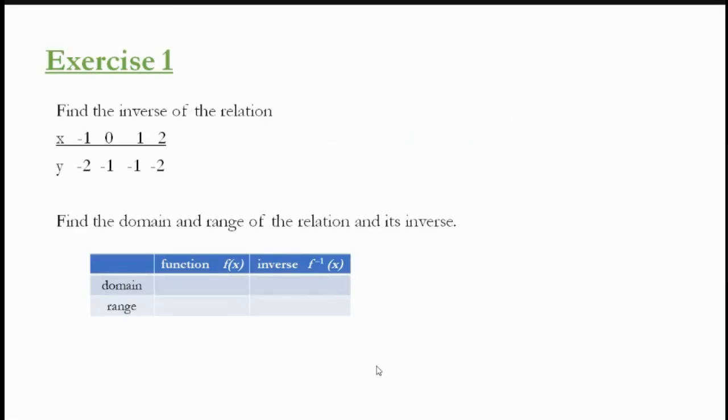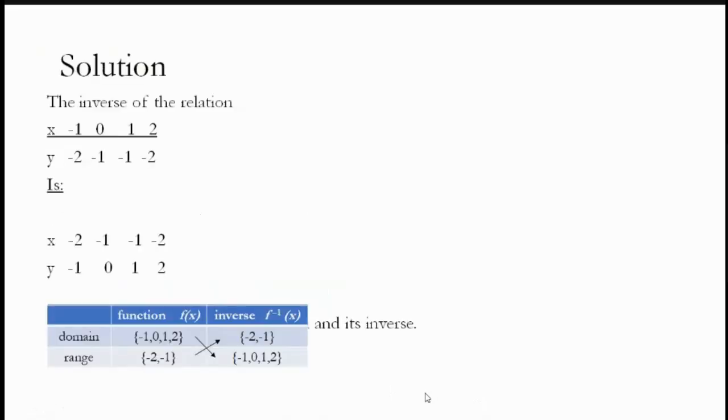Now find the inverse of the relation, the ordered pairs (x, y): (-1, -2), (0, -1), (1, -1) and (2, -2). Find the domain and range of the relation and its inverse. Say for example, we consider this function f of x as the relation, then the inverse will become f inverse of x. So here x is -2, -1, -1, -2, because we just flip y as x and x as y, and then you will get these particular values.